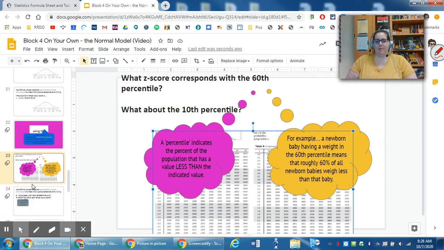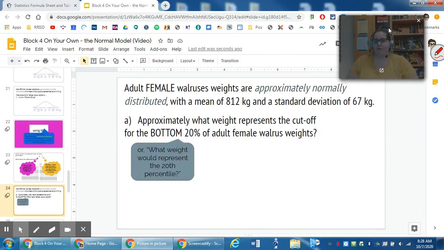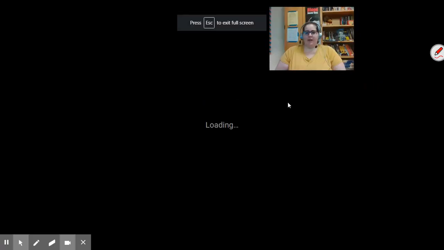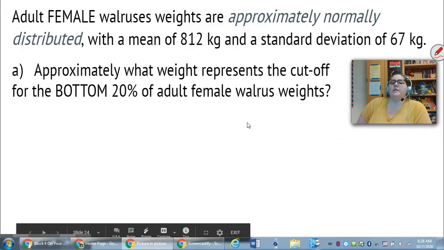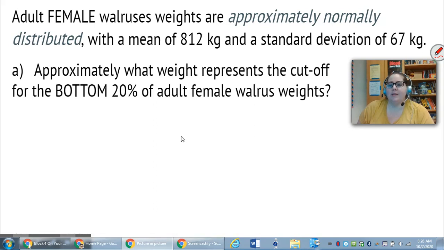So let's look at a type of problem where I would actually have to use that information to figure something out. Still talking about the walruses, it says approximately what weight represents the cutoff for the bottom 20%.